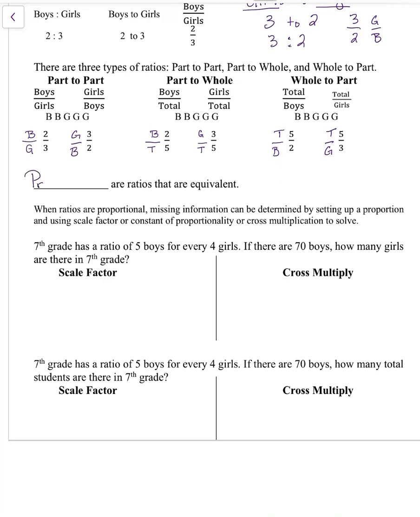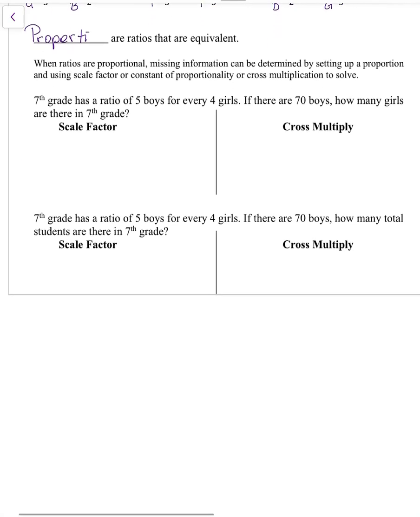So proportions are ratios that are equivalent. And we know equivalent means equals. Okay? When ratios are proportional, missing information can be determined by setting up a proportion and using a scale factor or constant of proportionality. Those are similar terms that mean the same thing. Or we can cross multiply to solve. Okay, so we're going to do examples.